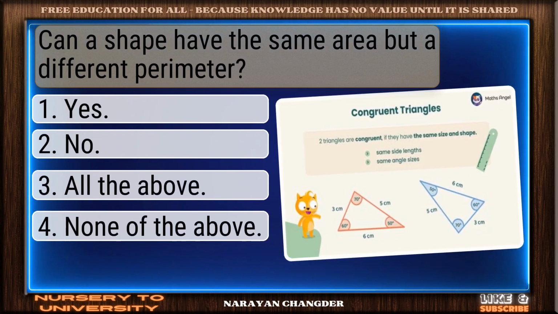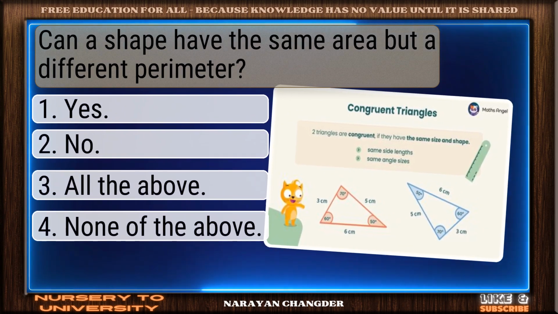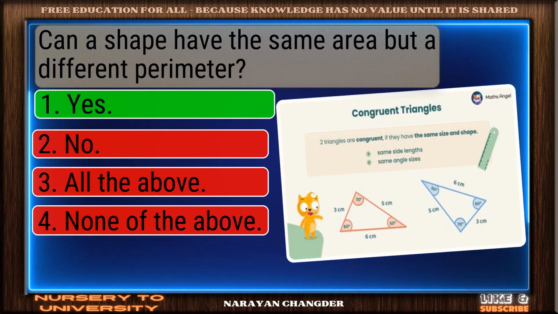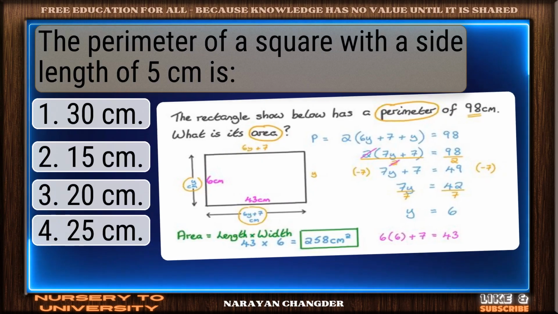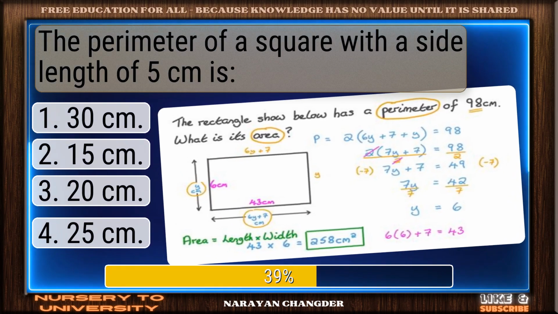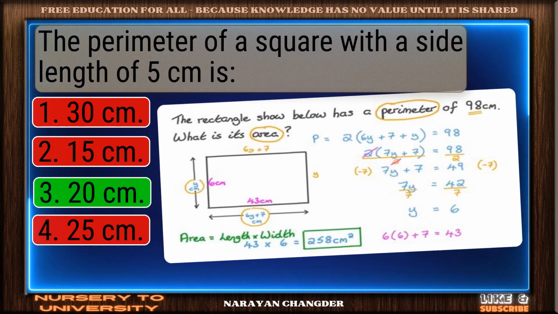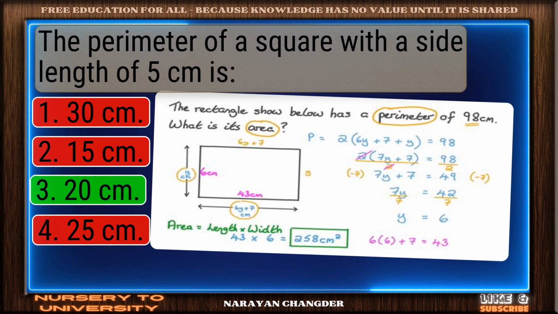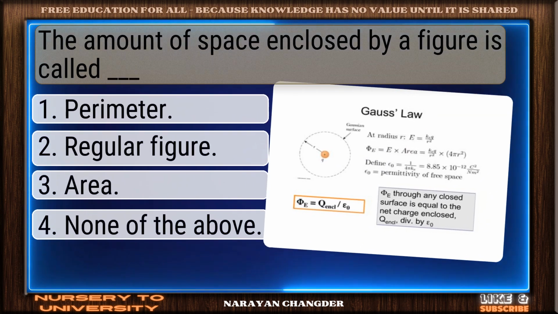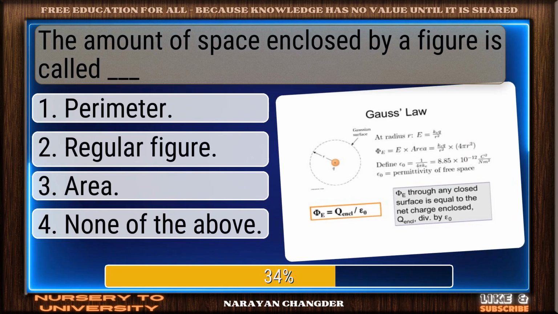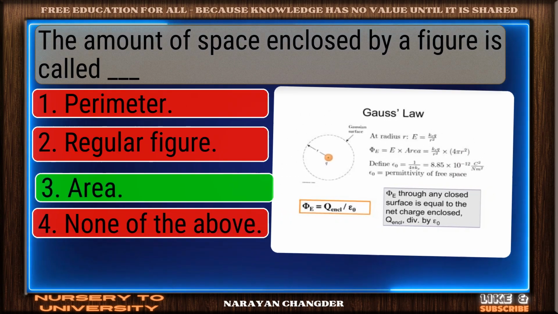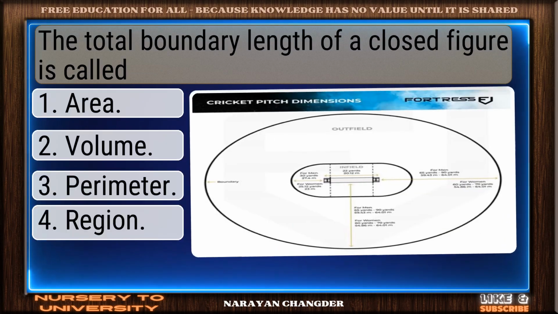Can a shape have the same area but a different perimeter? Valid point. Yes is true. The perimeter of a square with a side length of 5 cm is. Excellent. 20 cm is a brilliant choice. The amount of space enclosed by a figure is called dash. Strong choice. Area is the right answer.